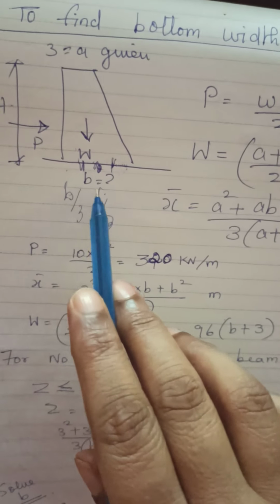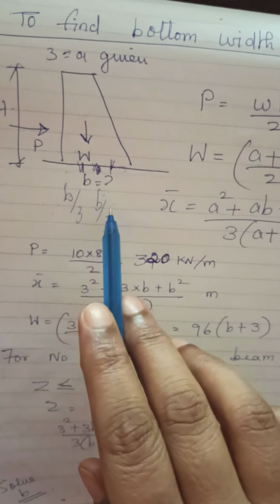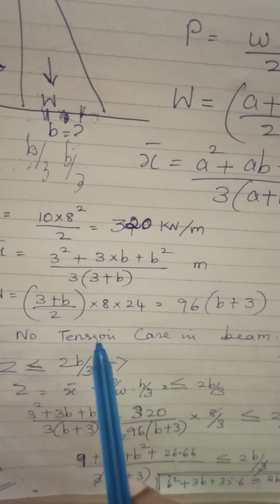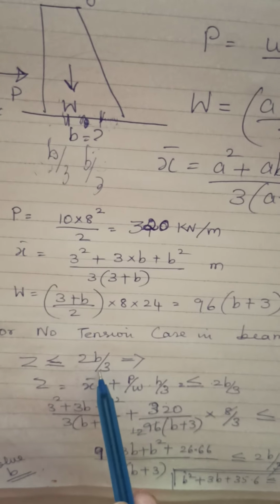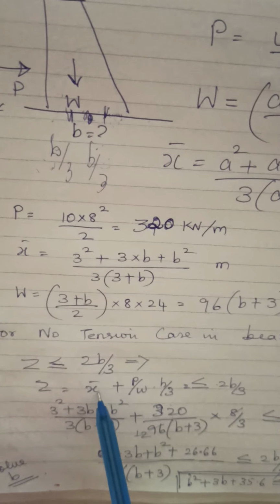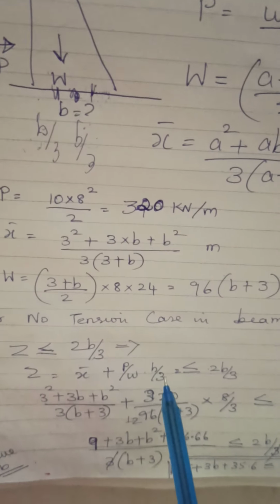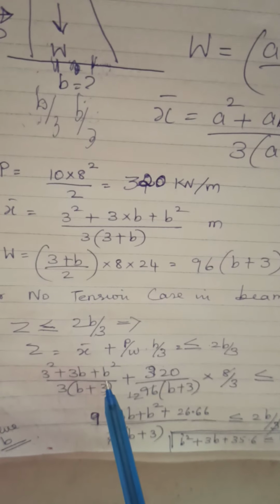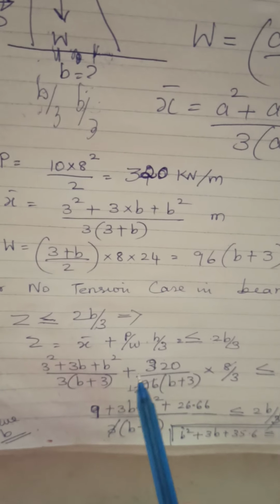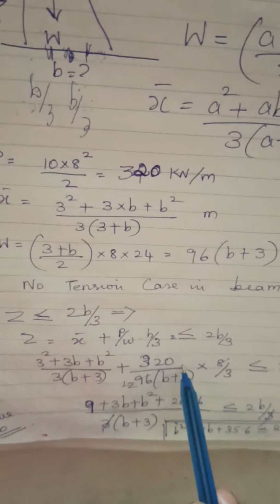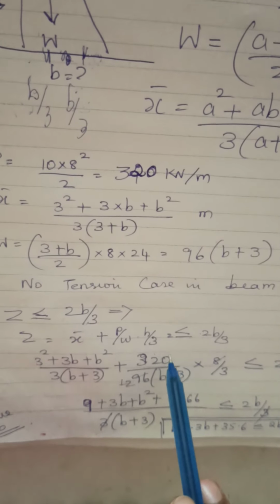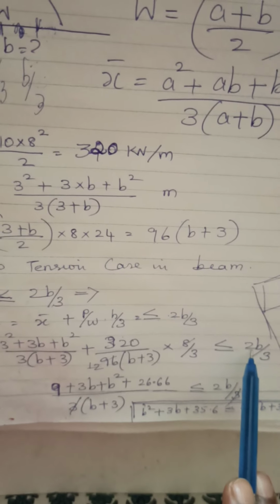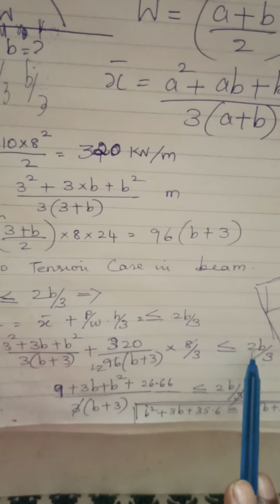So we need to limit the Z of the dam within these two thirds, the first B third and then the second B third. So we want our Z of the dam to be less than 2B by 3. The Z equation is given by X bar plus P by W into H by 3, and so it should be less than 2B by 3. So we are solving here. X bar is put as such, and here we are going to substitute for P, W and then H by 3, and we again denote this to be less than 2B by 3.